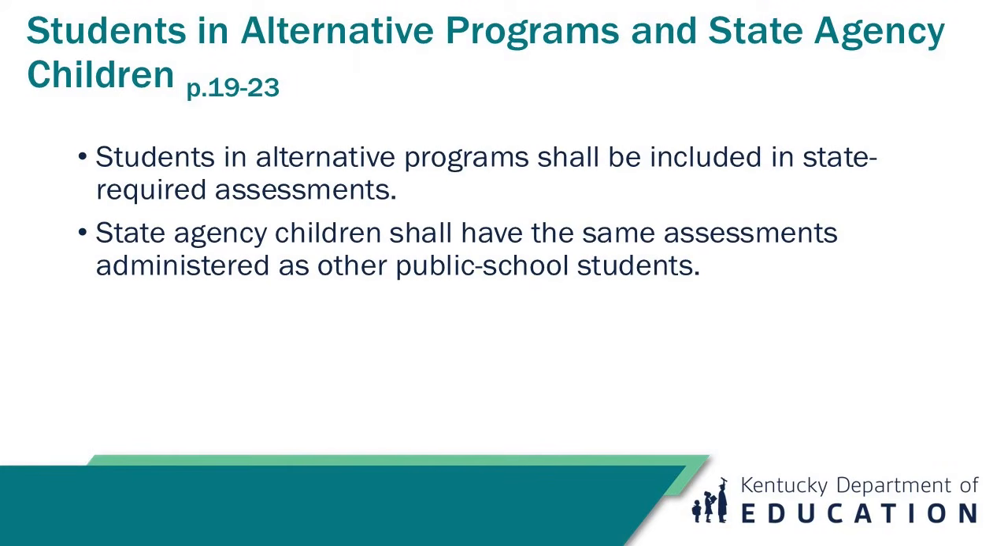Section 4 of the Inclusion of Special Populations regulation focuses on students who receive services through an alternative program. This section also talks about the requirements of state agency children. This information can be found on pages 23 through 24 of the regulation document.